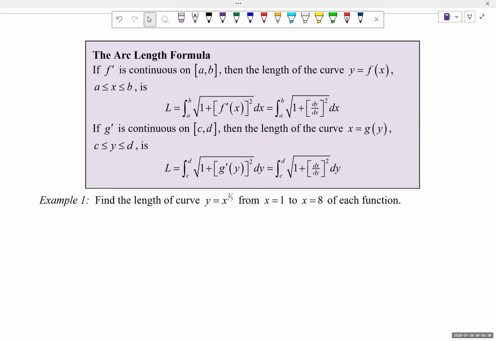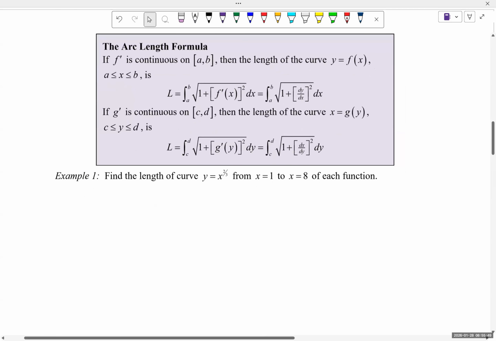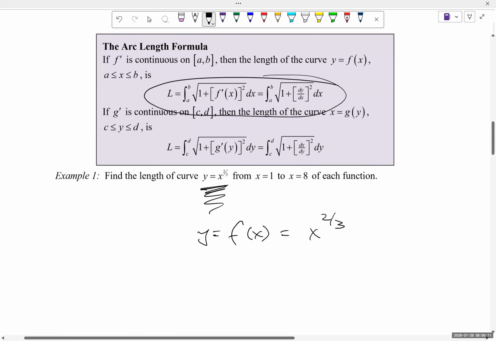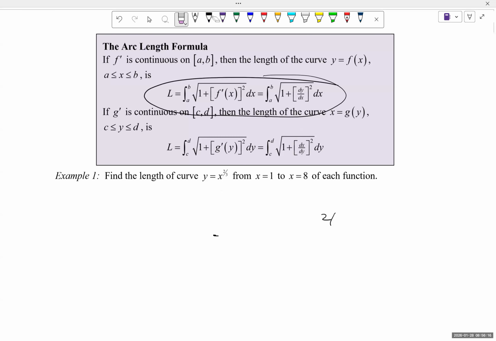In example one, Alex, will you please read it out loud for us? Thank you. Now, Alex, is this a function of x or a function of y? It's y equals f of x, right? Where f of x is x to the 2/3. So that's a function of x, yeah? Does that make sense? Okay, so that means we're living up here. Cool? Function of x. Yes? So what do we need to get this done?